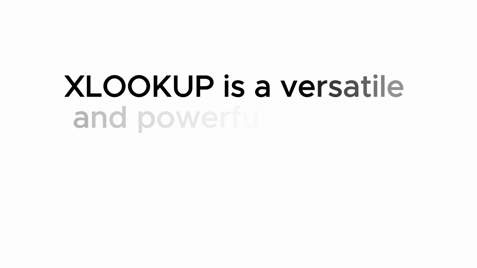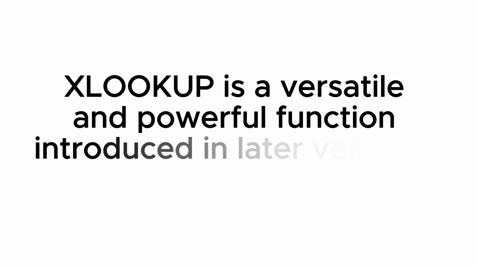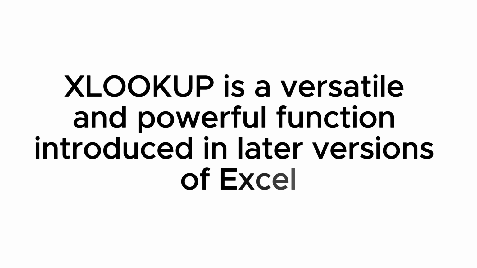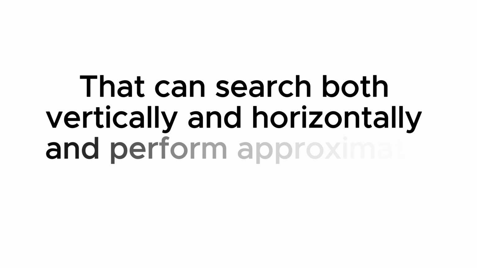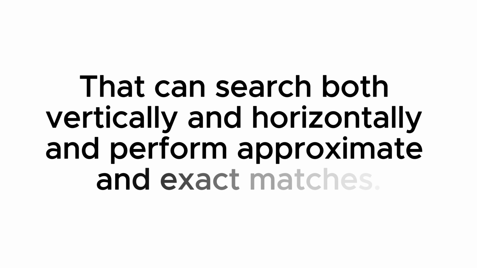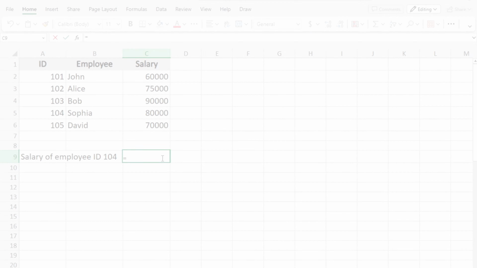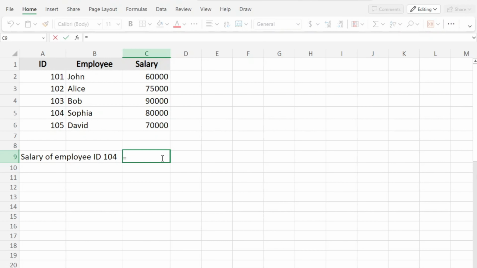XLOOKUP is a versatile and powerful function introduced in later versions of Excel that can search both vertically and horizontally and perform approximate and exact matches. Suppose we have a table of employee information with IDs and their respective salaries. We want to find the salary of a specific employee.